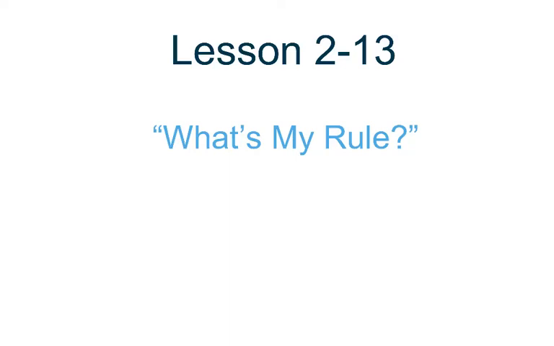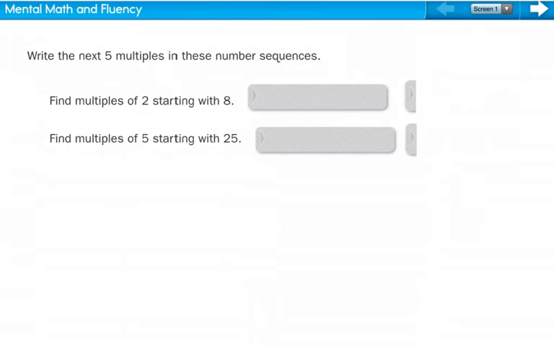In lesson 213, we are going to learn about what's my rule using input-output tables. You will need your whiteboard marker and eraser, and your math journal. So as always, we'll go ahead and begin warming up. If you do not know your multiplication facts, you'll also want to grab your multiplication chart.